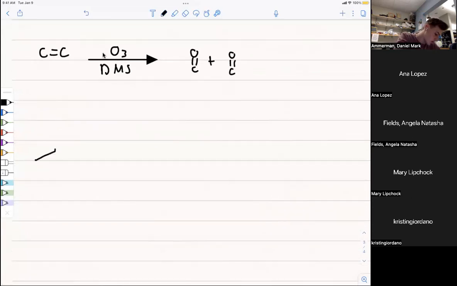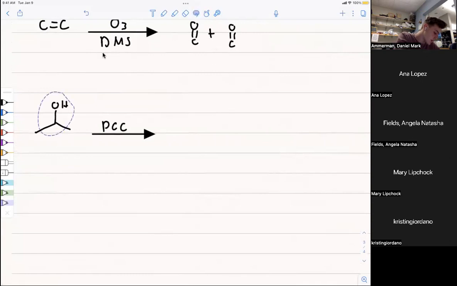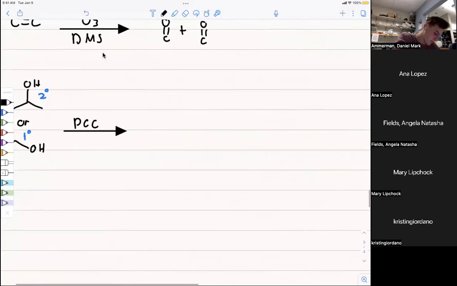If we have a secondary alcohol and PCC, we talked about PCC in class. I mean, we talked about all these in class. I'll write an alcohol like this, this one's secondary, this one's primary. We end up with either a ketone if it's secondary or an aldehyde.